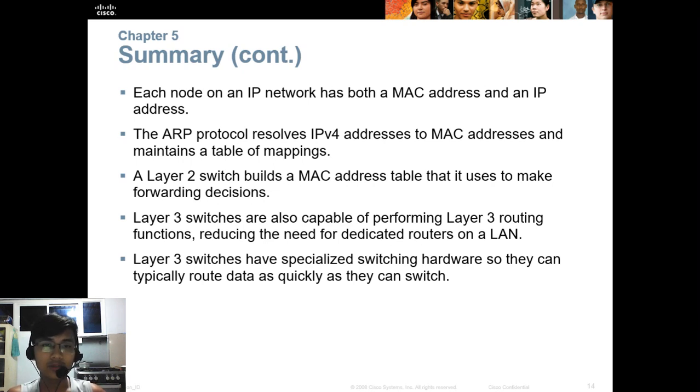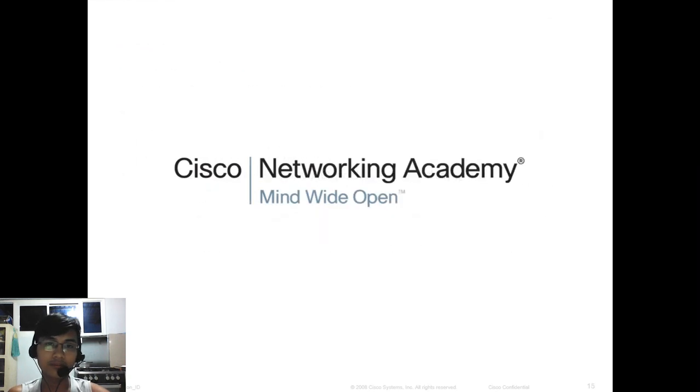A layer 2 switch builds a MAC address table that it uses to make forwarding decisions. Layer 3 switches are also capable of performing layer 3 routing functions, reducing the need for dedicated routers on a LAN. Layer 3 switches have specialized switching hardware so they can typically route data as quickly as they can switch.